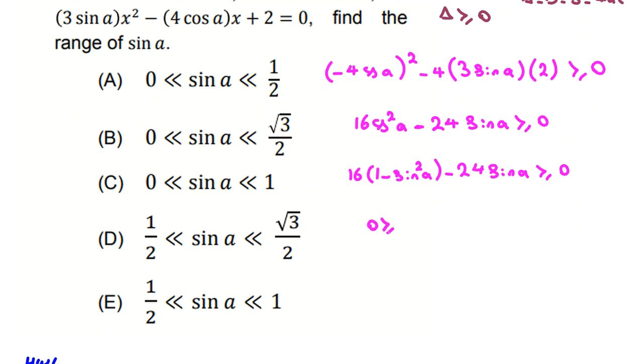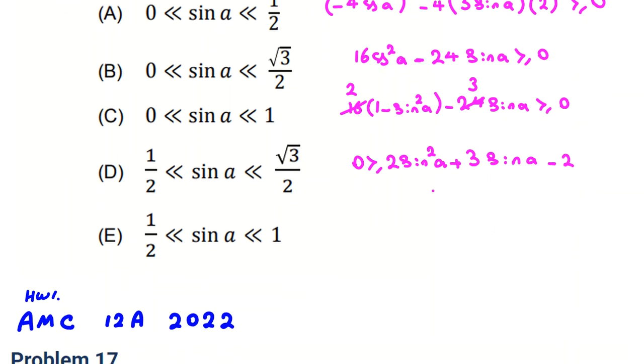So we can take all things to the right side. It will be 16 sine squared a. Before that, let's divide both sides by 8. It will be 2, it will be 3. If we take it to the right side, negative 2 sine squared a will be 2 sine squared a, minus 3 sine a will be plus 3 sine a, and 2 will be negative 2. Okay? Now, this is a quadratic in terms of sine a. We know it should be negative. This quadratic opens up, and we want to find the two roots, between which this term is less than 0.